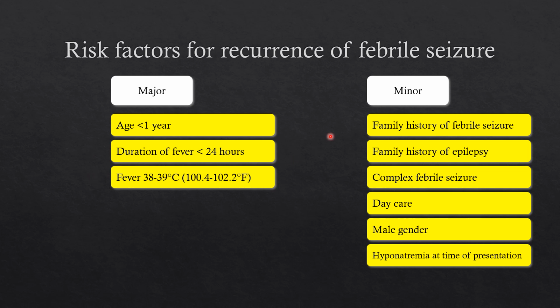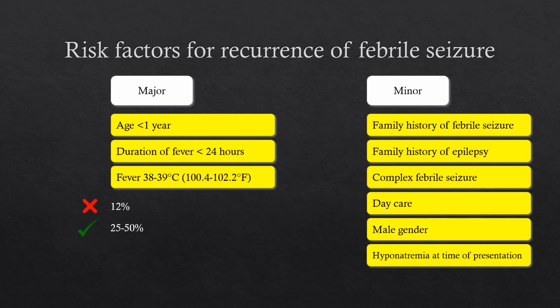What are the minor risk factors? Family history of febrile seizures, family history of epilepsy, complex febrile seizures, daycare admission, male gender, and hyponatremia at the time of presentation. All these are minor risk factors for the recurrence of febrile seizure. So the presence of no risk factors confers a risk of 12% for the recurrence of febrile seizure. That means even if none of these risk factors is present, the child still has a risk of almost 12% of recurrence of febrile seizure.